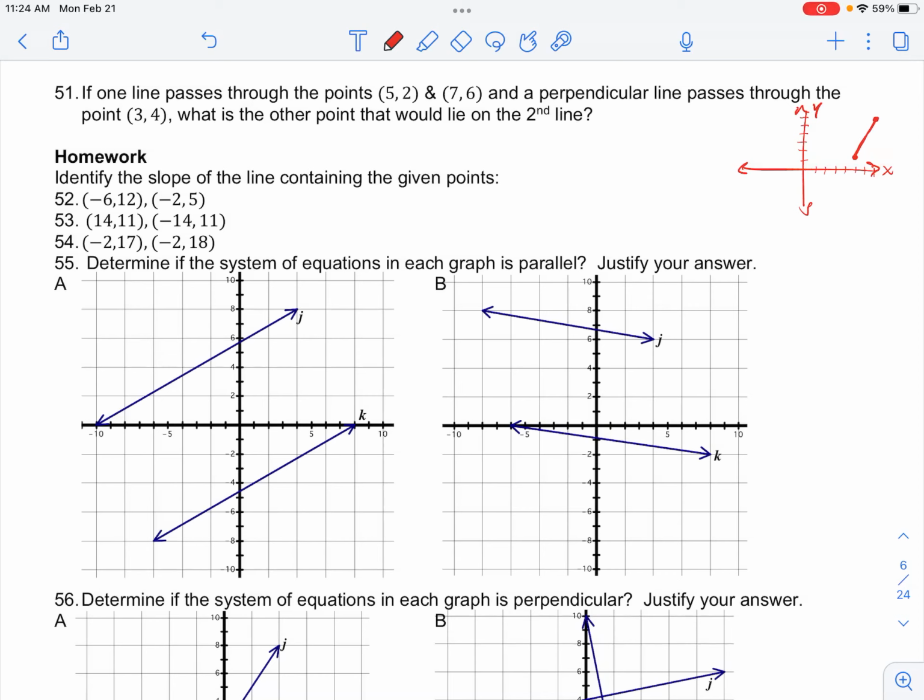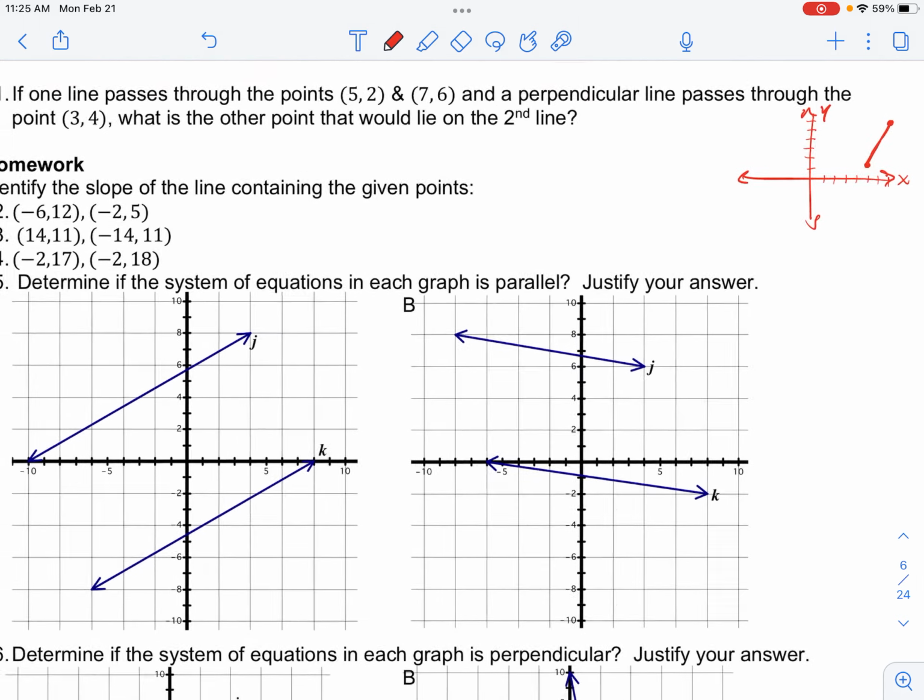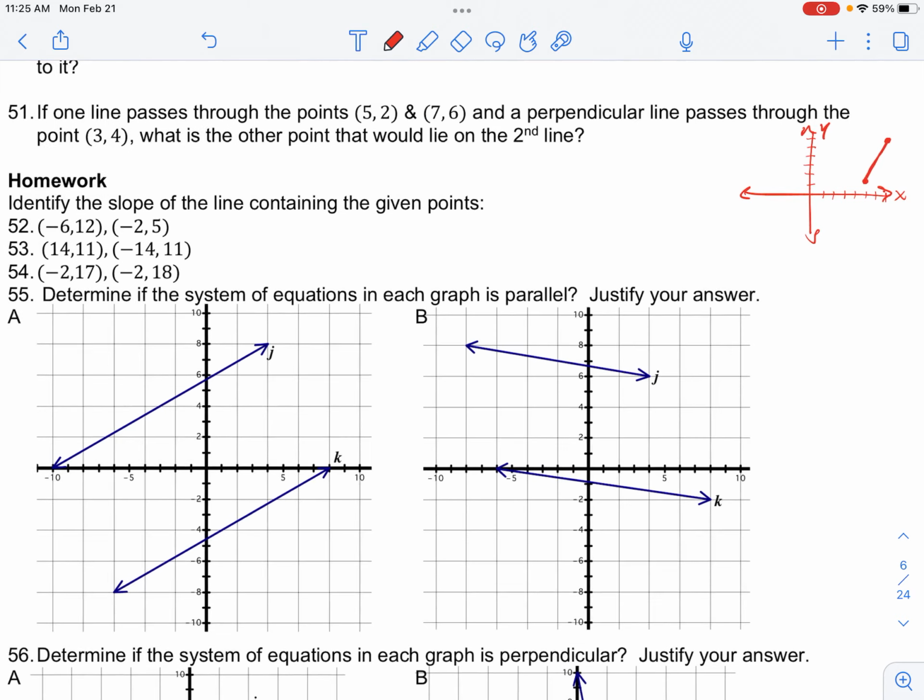Number 51 in your classwork for analytic geometry asks: if one line passes through the points (5, 2) and (7, 6), and we have a perpendicular line that passes through the point (3, 4), what is another point that would lie on the second line? So over to the right, I drew our little graph here representing the scenario.